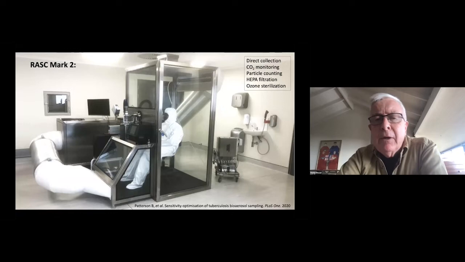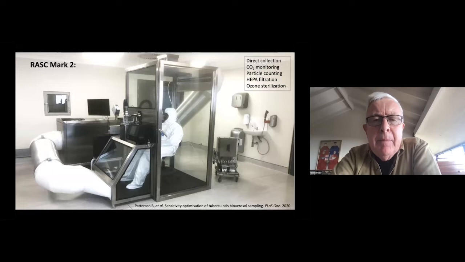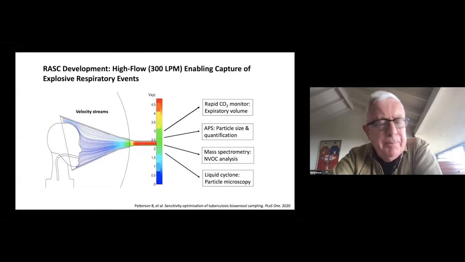So this is the technology that we use, and I could see some parallels with what Lidia was talking about. This is a personalized clean room. It has HEPA filtration at a very high rate of up to 1 cubic meter per second, and we collect samples. Essentially on this cartoon, you can see that the airflows are collected. We found that in order to capture explosive events such as coughs, we needed very high flow rates. So we have a flow rate of about 300 liters per minute.